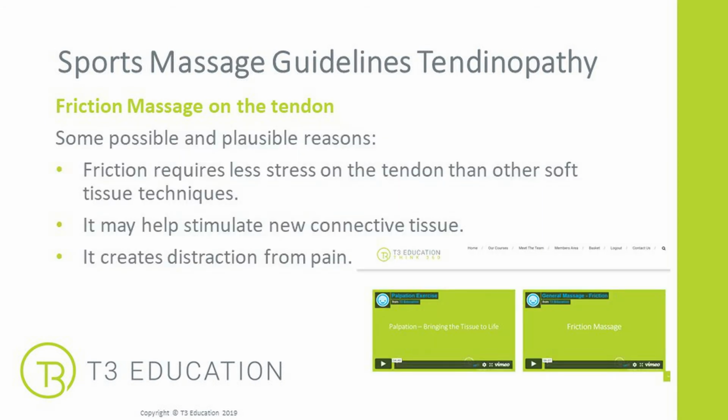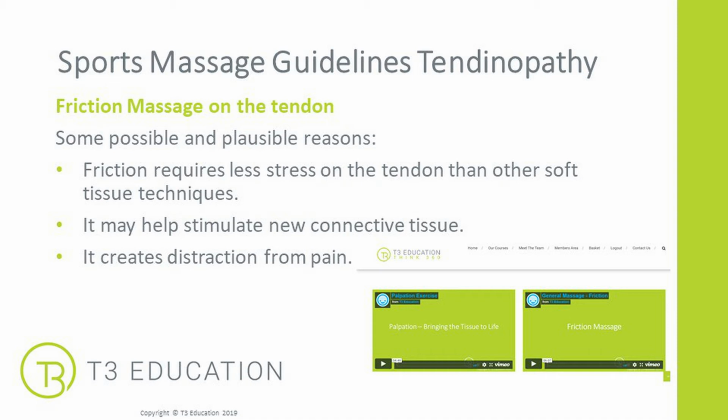For friction massage, there are some possible and plausible reasons why it really works for a tendinopathy. It requires less stress on the tendon than other soft tissue techniques because of the small movements, which may affect the tissue positively. Some researchers found that it may stimulate new connective tissue around the area, especially if there's been a loss of collagen if you're working into that tendon disrepair phase. Friction technique is a great distraction from pain. It creates that new stimuli, which helps with that pain reduction.